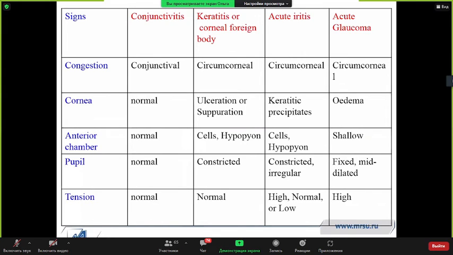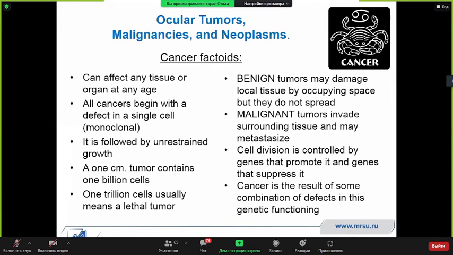And the last part of the lecture, but we need to know about it too. There are different ocular tumors, malignancies, and neoplasms. On the slide, you see different cancer factors. It's a common variant. It's not only for the eye, but for cancer in common.